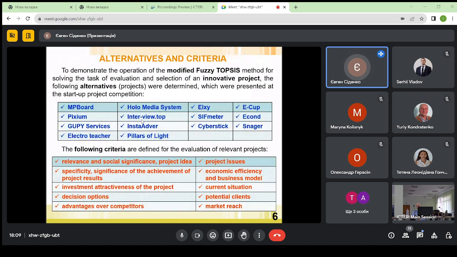To demonstrate the operation of the modified fuzzy TOPSIS method for solving the task of evaluation and selection of an innovative project, the following 14 alternative projects were determined, which were presented at a startup project competition. And the following 10 criteria are defined for the evaluation of relevant projects, for example, potential clients, relevance and social significance, project idea, project issues, market research, and so on.